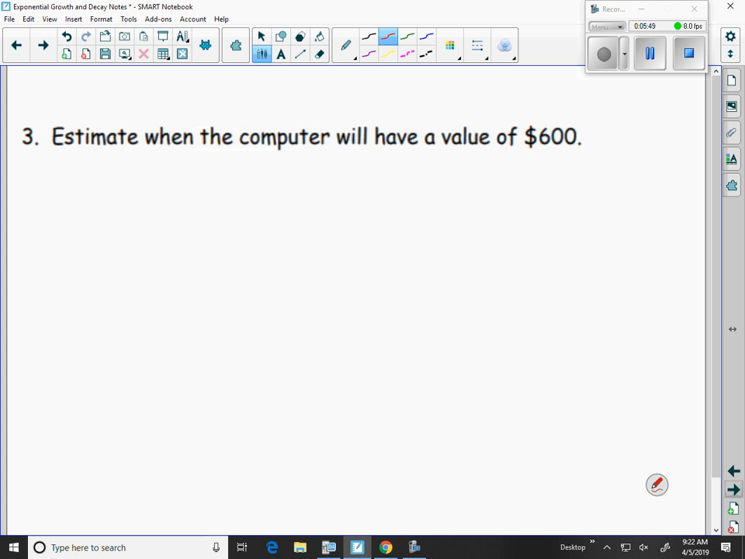All right. Estimate when the computer will have a value of 600. So they want to know when. We're looking for x, which is the time. So if we want to know when the value is 600, here's our equation. Where am I going to plug in 600? Why?